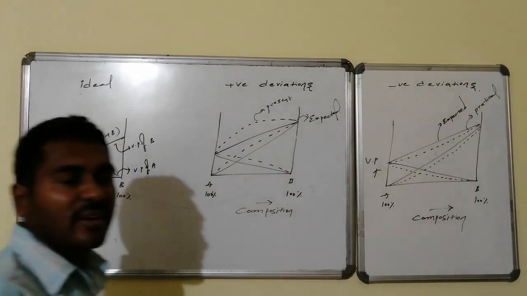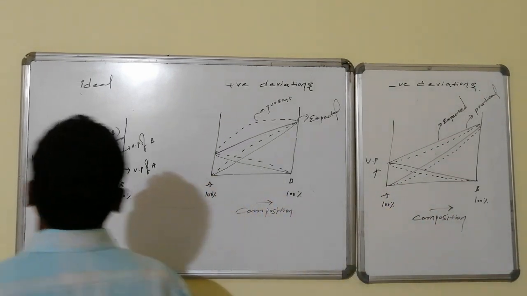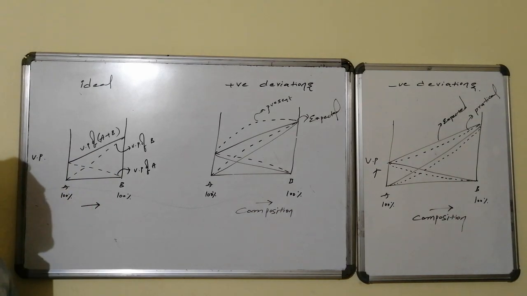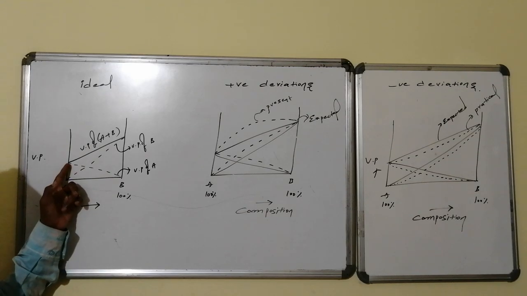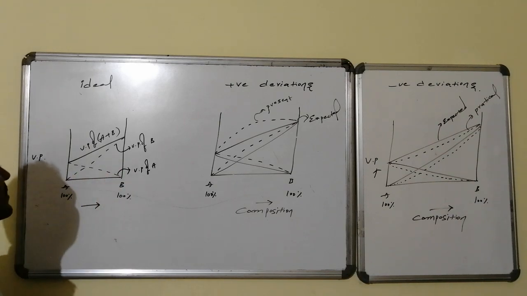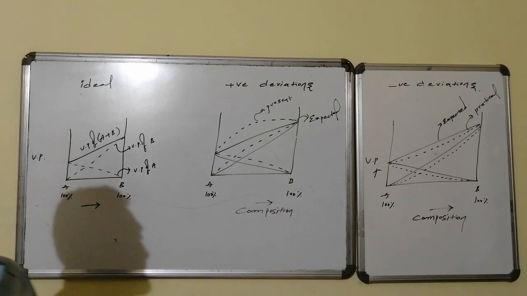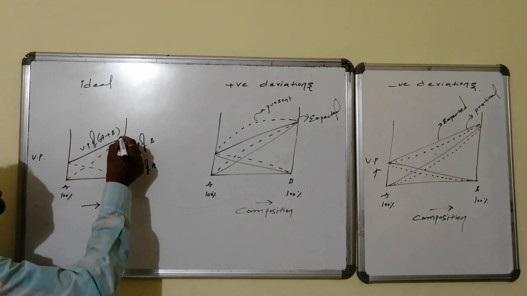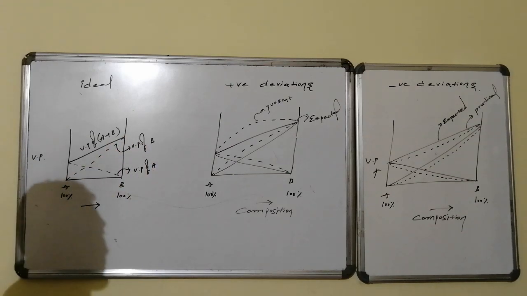Let us go for the graphical presentations of ideal and non-ideal solutions. See here, these are two components A and B, a combination of two liquids. If it is ideal, in the beginning, suppose A is 100%, the corresponding vapor pressure of A is this much. As the percentage of A goes on decreasing, its corresponding vapor pressure decreases. Similarly, B's original vapor pressure is this much, and as B percentage goes on decreasing, its corresponding vapor pressure in the solution also goes on decreasing.